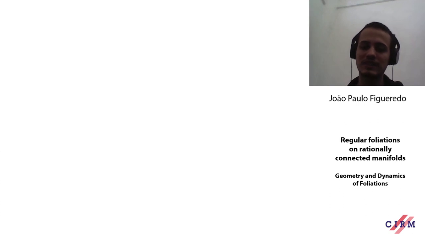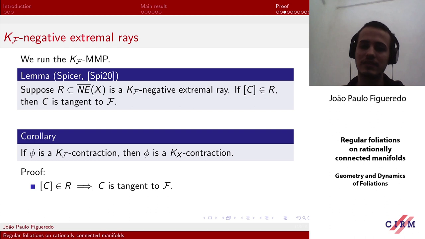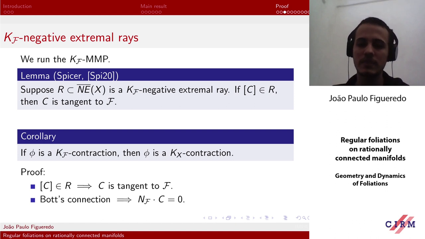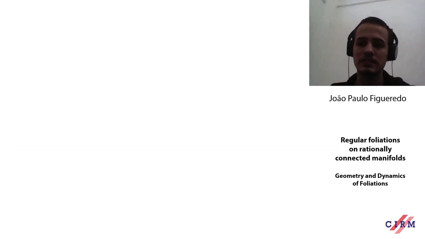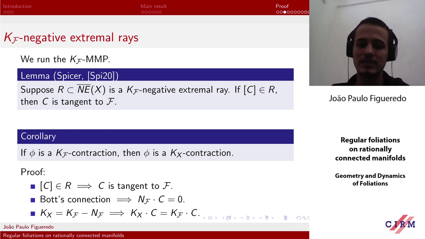The proof is as follows. By Spicer's lemma, if the class of C is in R, C is tangent to F. By the Bott connection, the first Chern class of the normal bundle of the foliation restricted to C is zero. It's this intersection. And by this fundamental equality for foliations, the canonical bundle of X equals the canonical bundle of F minus the normal bundle, we conclude that the intersection of K_X with C is equal to this intersection of the canonical bundle of the foliation with C. And this shows the corollary.